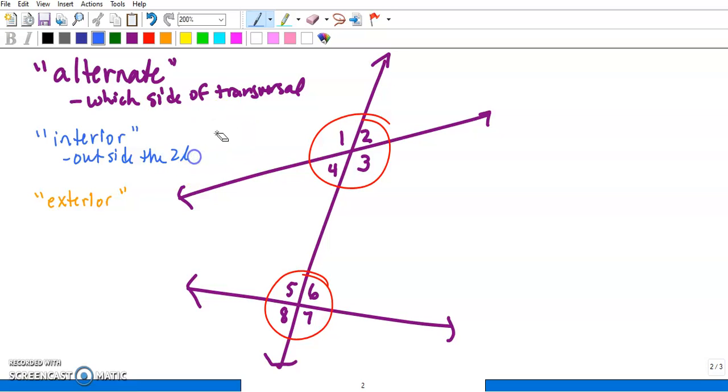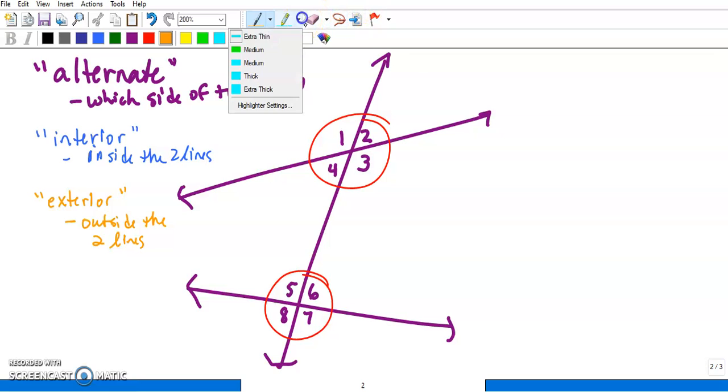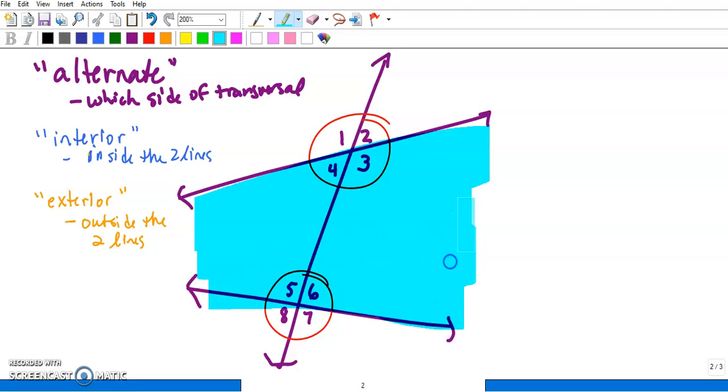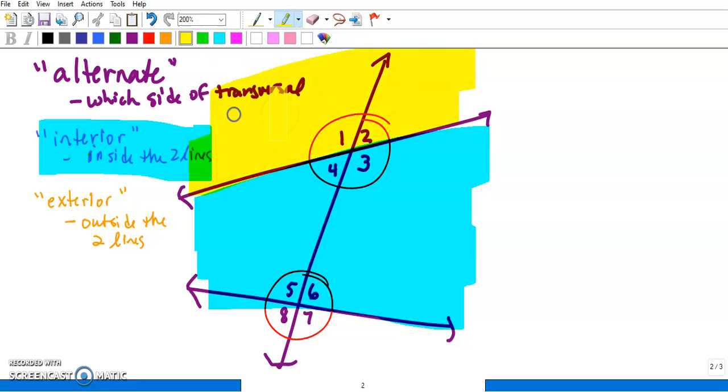This would be, sorry, it's terrible. This would be, oh my goodness, I switched it up. Interior would be inside the two lines. Exterior would be outside the two lines. So interior would be, let me get a nice thick one here. This would be interior. And then anything on the other, and that would all extend, would be exterior.